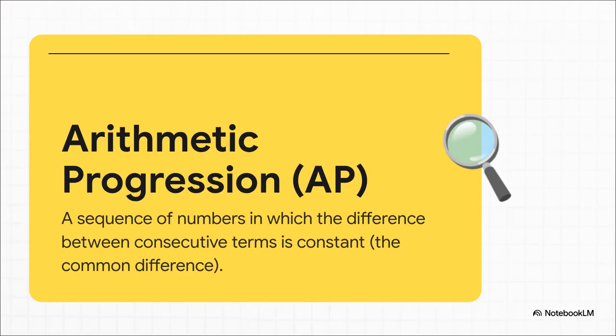So an arithmetic progression, or AP for short, is basically a sequence of numbers that's super predictable. Think of it like walking up a staircase, where every single step is the exact same height. You're just adding the same amount over and over to get to the next number. And that fixed amount we add each time, we call that the common difference, or just d.